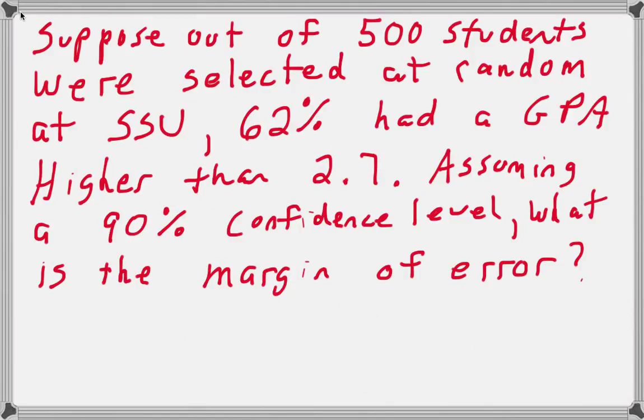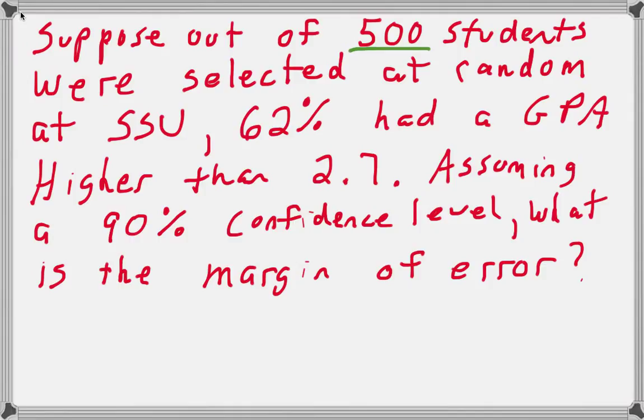You can pause the video, see how well you do with it. Note that I'm using a different confidence level, 90%. I'm going to change colors here. Let's go green. Here's my sample size. So suppose out of 500 students selected at random at Shawnee State University, 62% had a GPA higher than 2.7. Assuming a 90% confidence level, what is the margin of error?